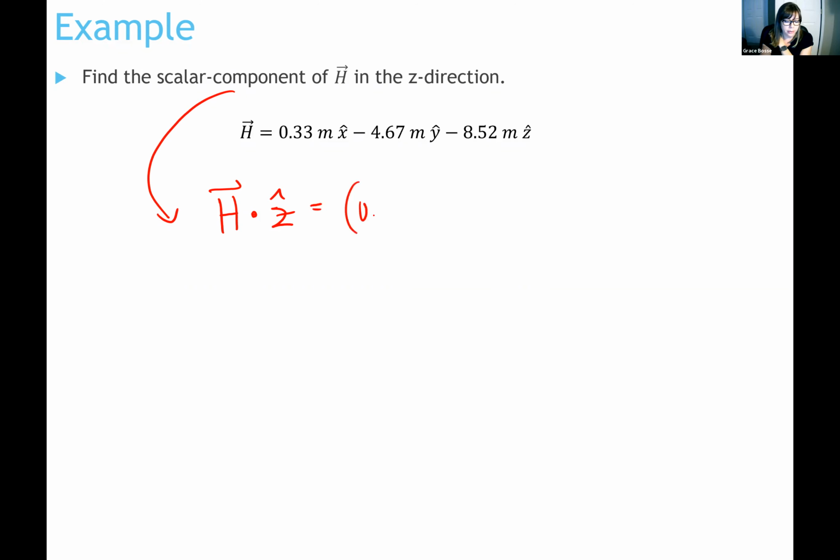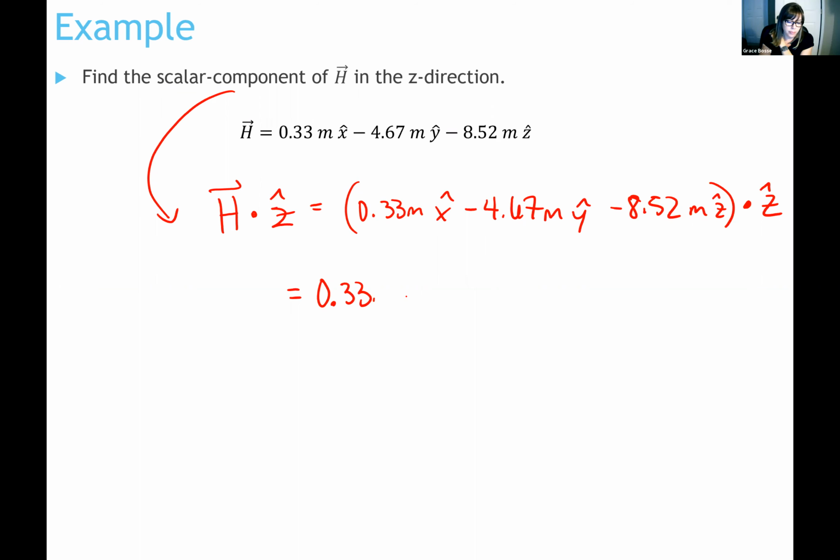So I'm going to copy down vector h. And now I'm going to distribute the dot product. I'm going to take that vector and dot it with z hat. Every single term in that expression for vector h gets dotted with z hat. All right, so I distributed my dot product.